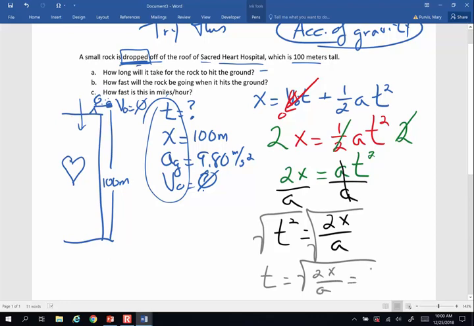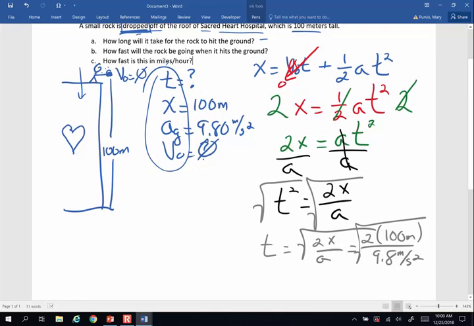So this is going to be 2 times 100 meters divided by 9.8 meters per second squared, and the square root of all that. So when I pick up my calculator, time is going to be 2 times 100 equals, divided by 9.8, square root, I get a time of 4.52 seconds.